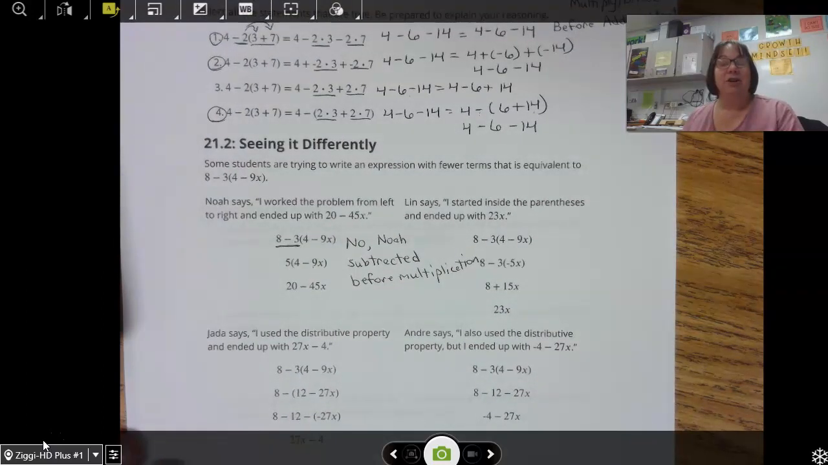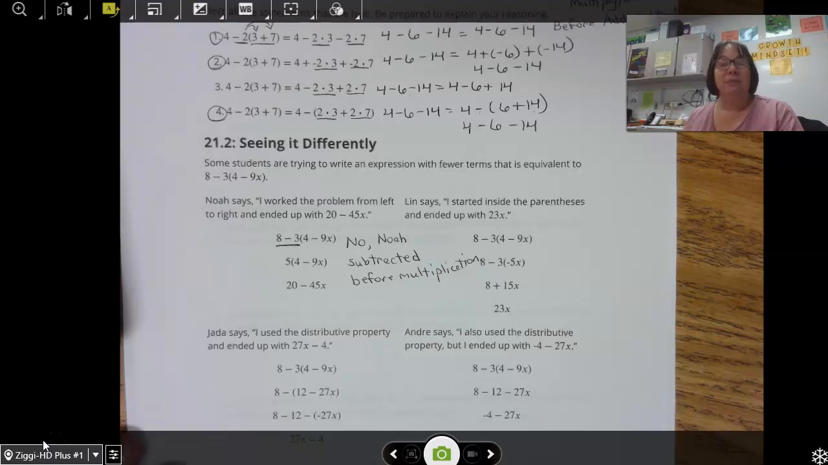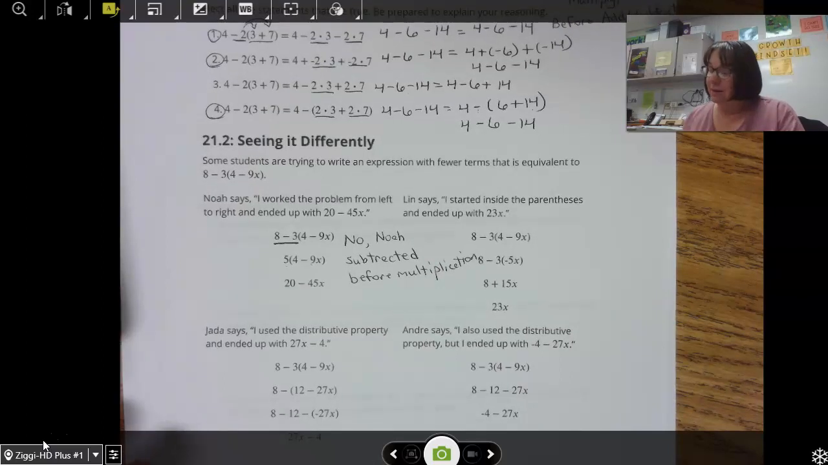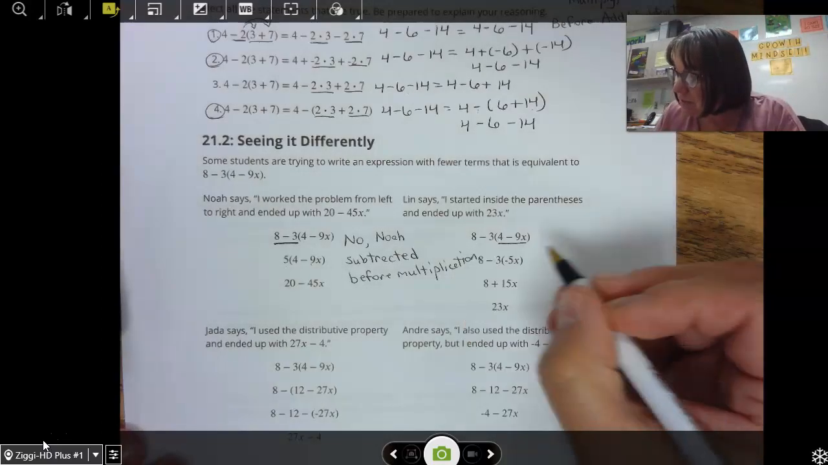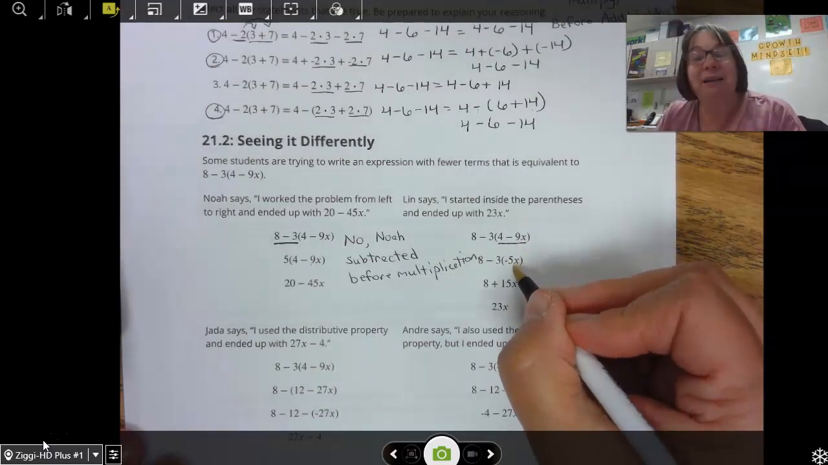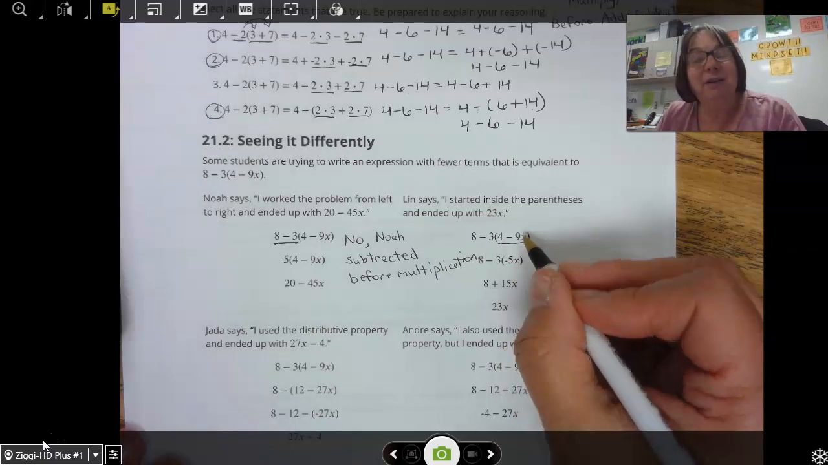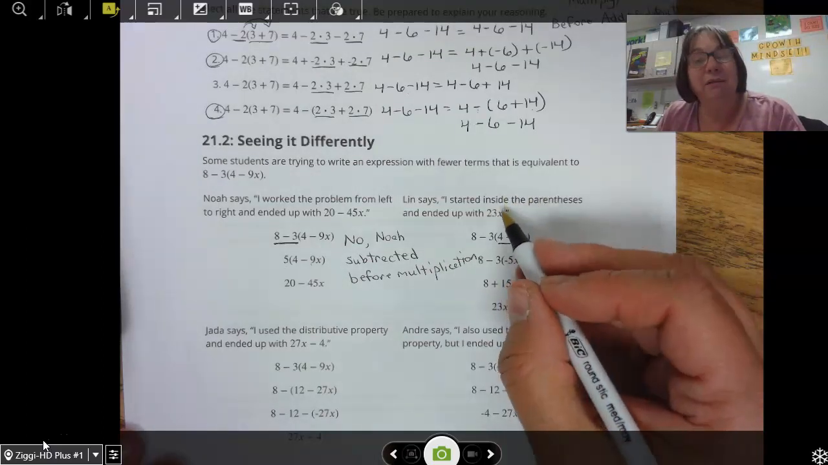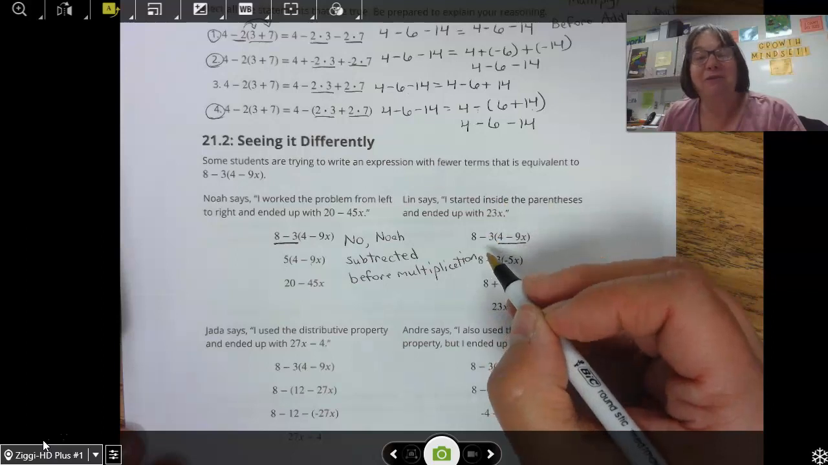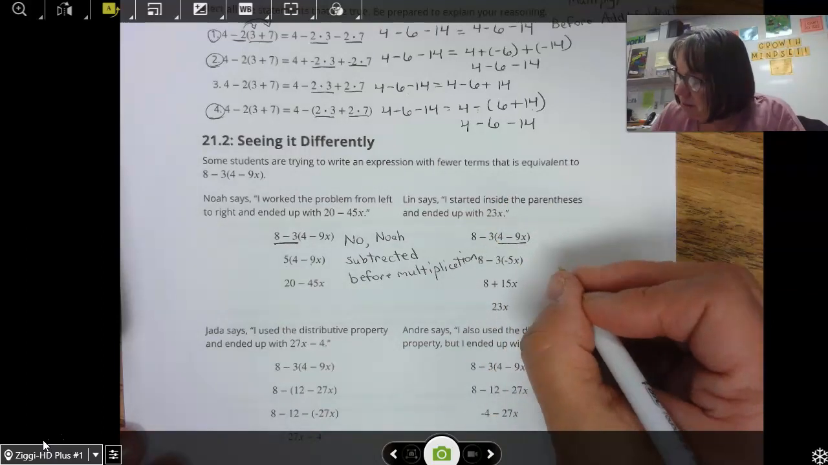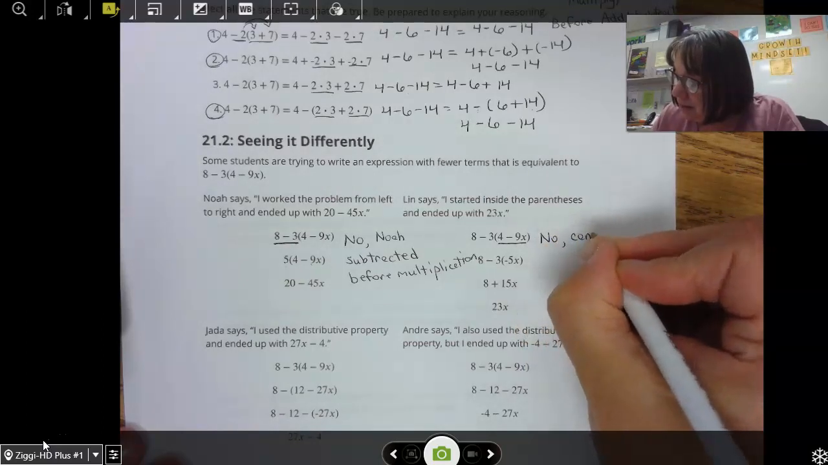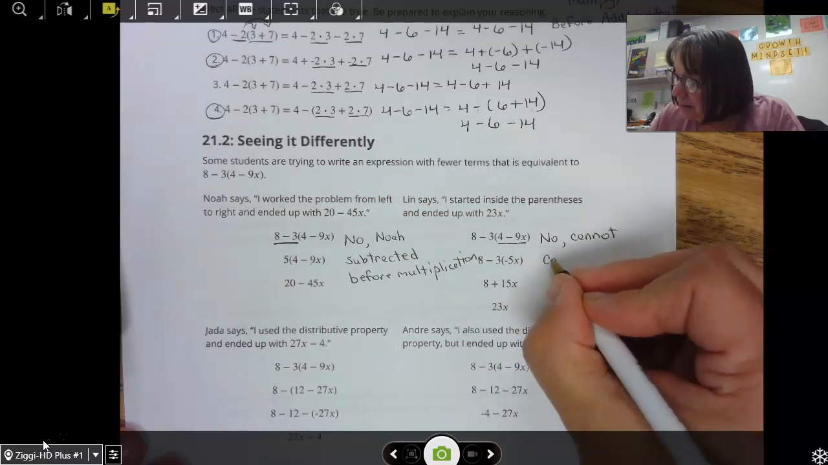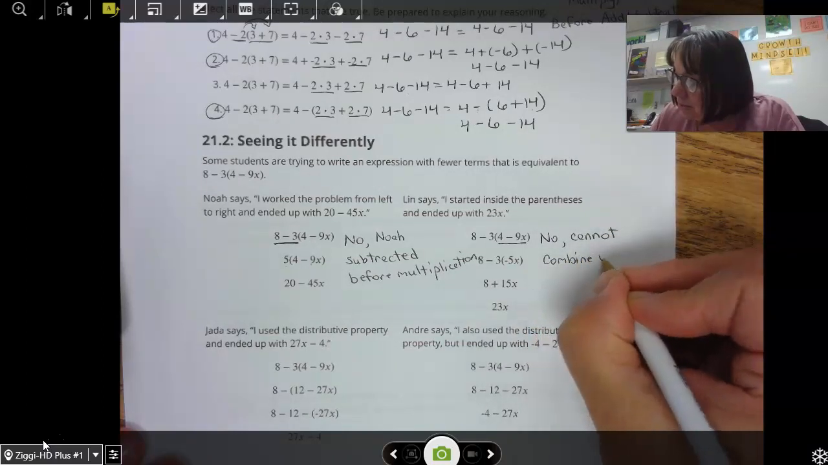And then Lynn says, I started inside the parentheses and ended up with 23x. So she went right in here and she said, oh, well, 4 minus 9x gives me a negative 5x. Can I take 9x away from 4? You can't. We've done this before. These are not like terms. So, no, you cannot combine unlike terms.